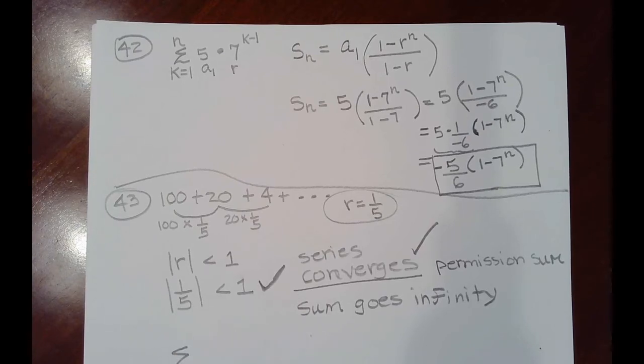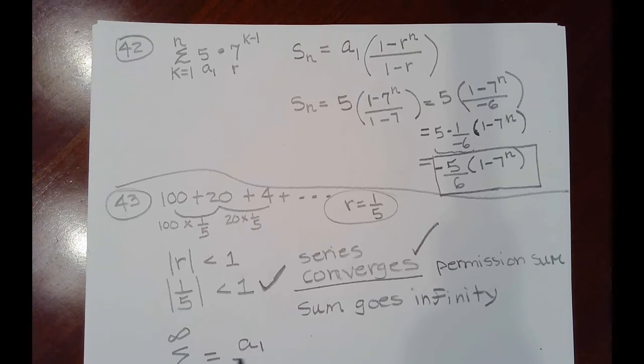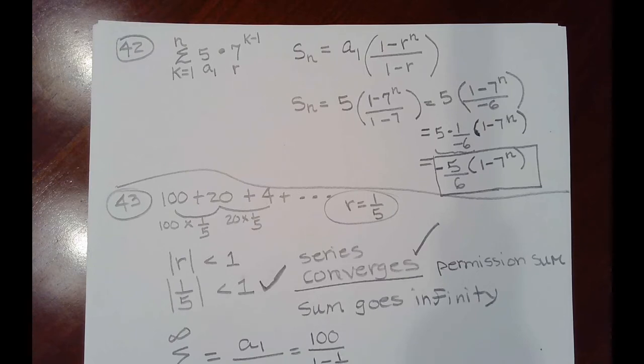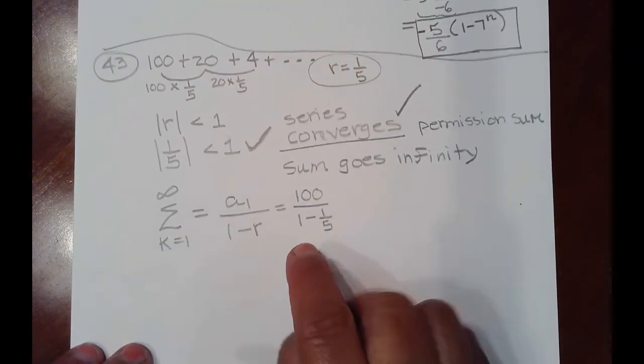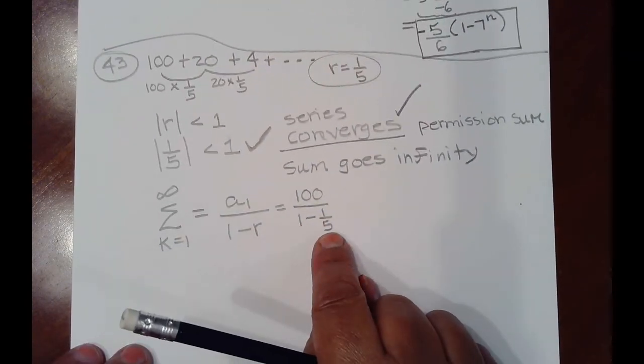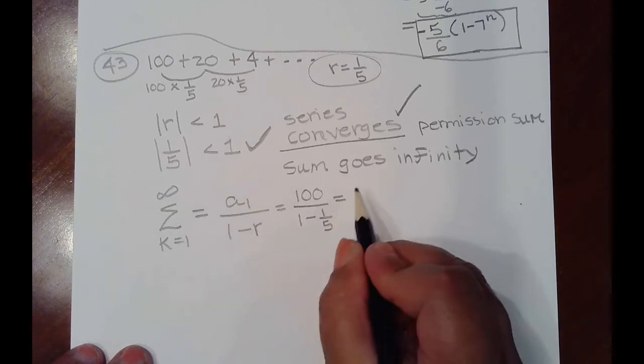Okay, the summation formula from k equals 1 all the way to infinity is just the first term, pretty easy formula, over 1 minus r. So my very first term in this sequence was 100, right there, and then 1 minus the r value. I don't know that you want to bother going to the calculator for this, but you can. You can go 1 minus 1/5, and then hit math, enter, enter, and you will get 4/5 for the bottom.